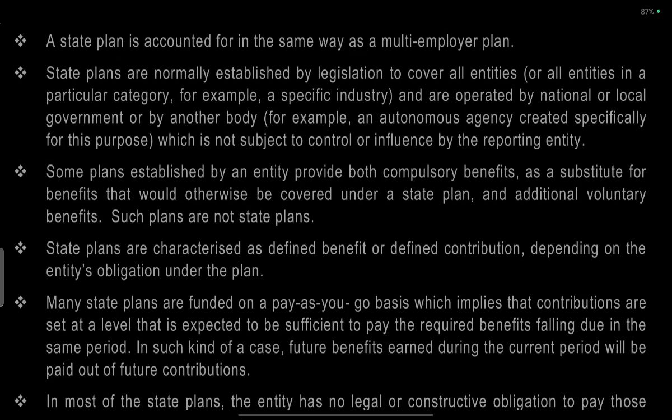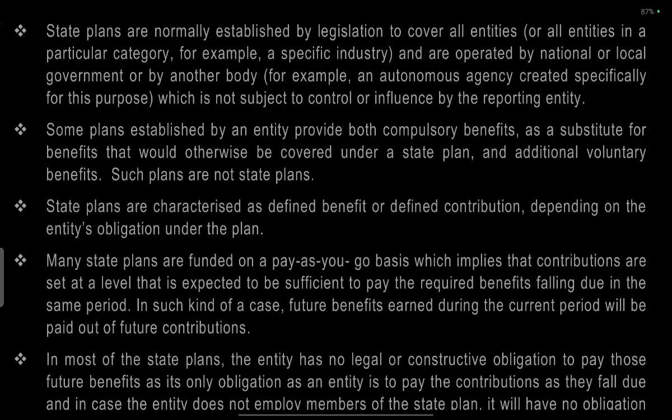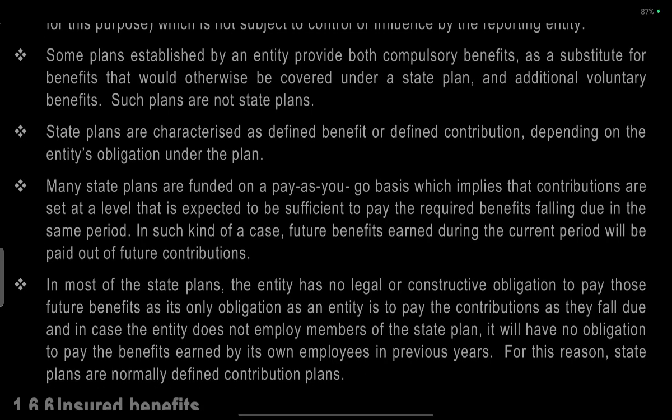All the entities in a particular category, for example a specific industry, are operated by the national or a local government or by another government body. For example, agencies carried specifically for this purpose, which are not subject to control or influence by the reporting entity. Some plans are established by the entity providing both compulsory benefits as a substitute for the benefits that would otherwise be covered under the state plan, and additional voluntary benefits. Such plans are not state plans.